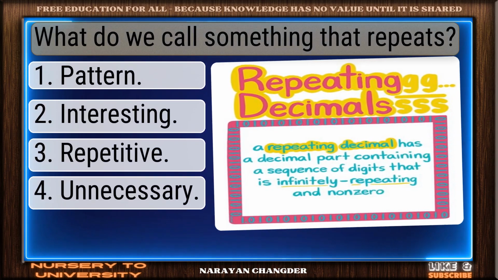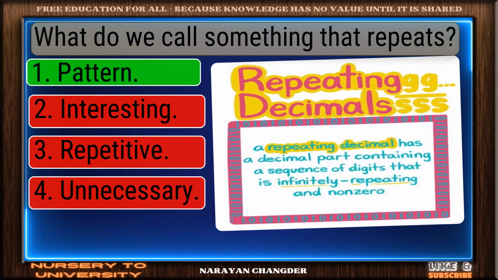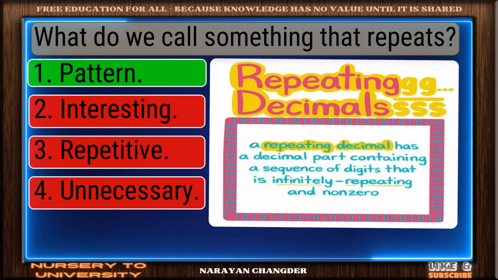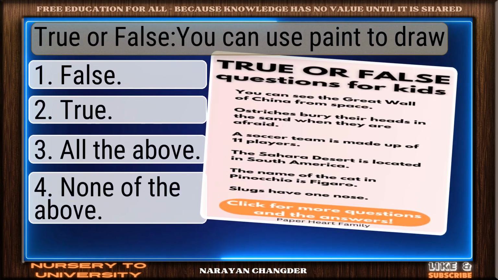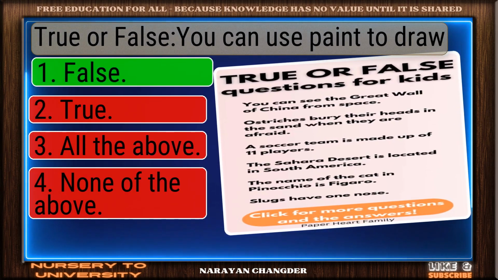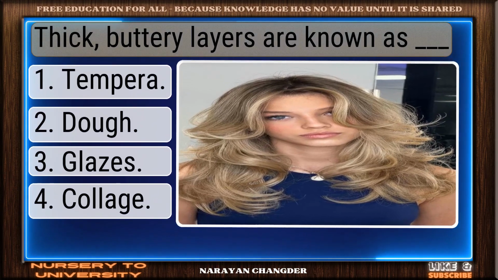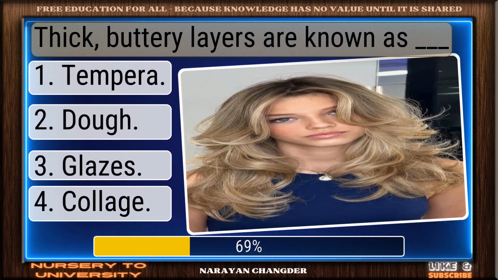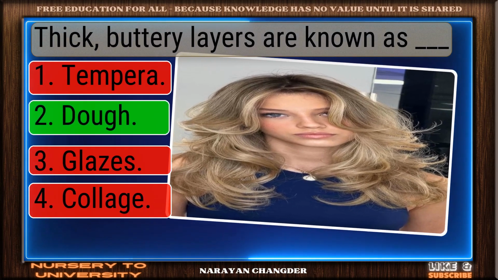What do we call something that repeats? Correct. Pattern is the right answer. True or false? You can use paint to draw? Bravo. False is the answer. Thick buttery layers are known as dash. Nicely done. Duff is a solid answer.